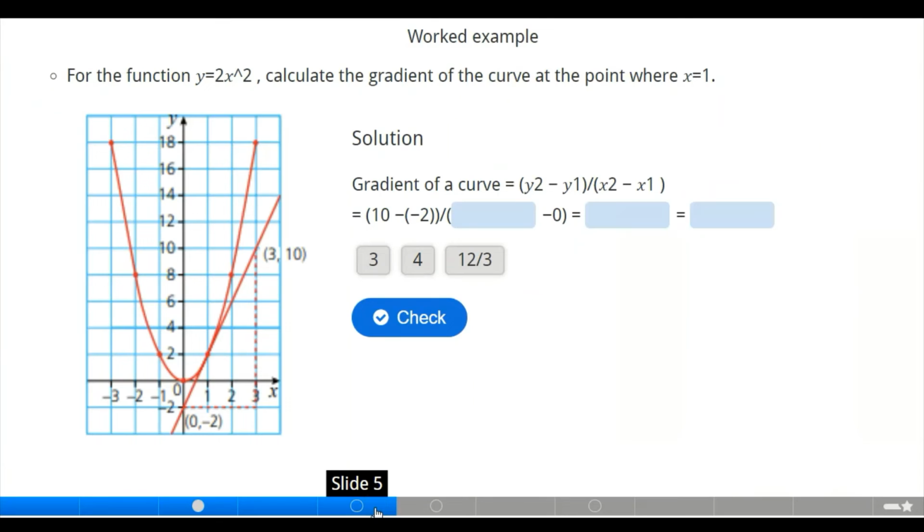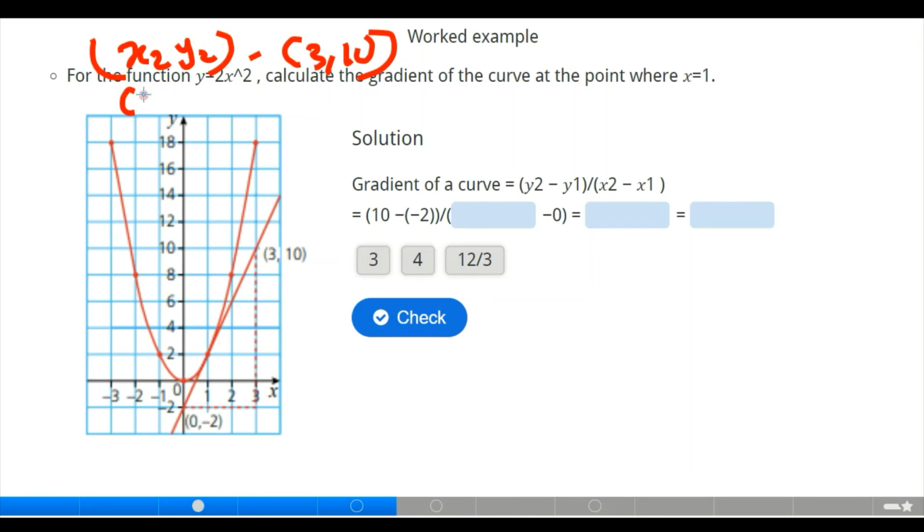Let's look at the worked example that we have here, and let's go for the function y equals 2x raised to power 2. We have to calculate the gradient of the curve at the point where x equals 1. So this is the point where x equals 1. We trace it here, and we draw the line up and locate the y-axis and the x-axis. From here, we have our x2, y2 to be 3, 10, right? And x1 and y1 from the graph are what?